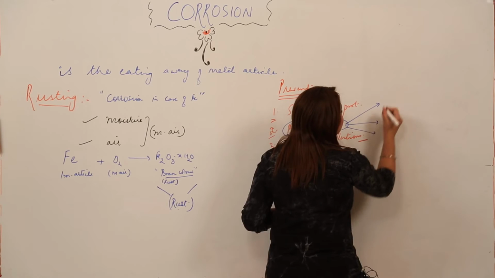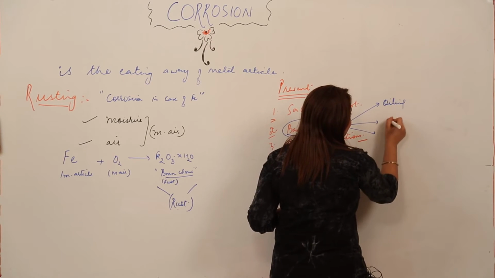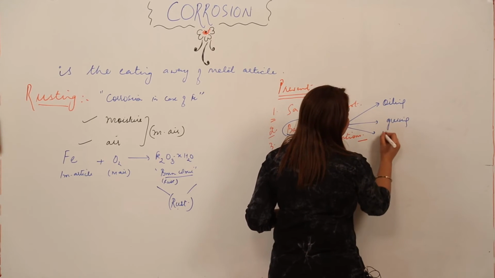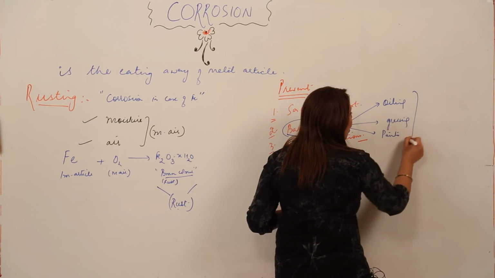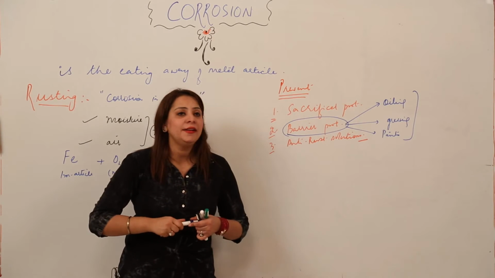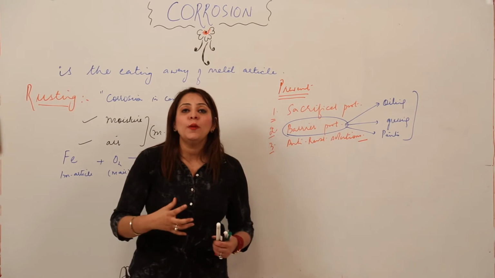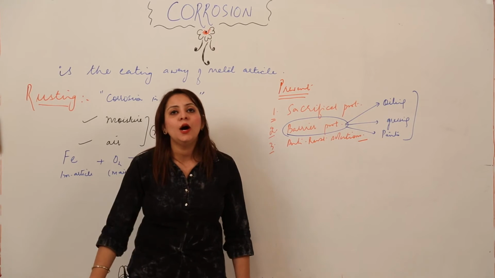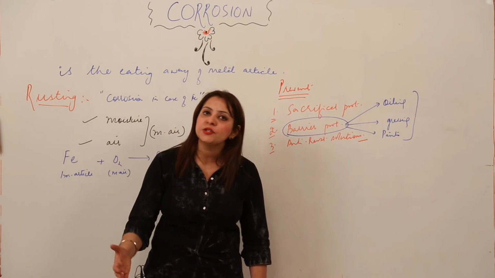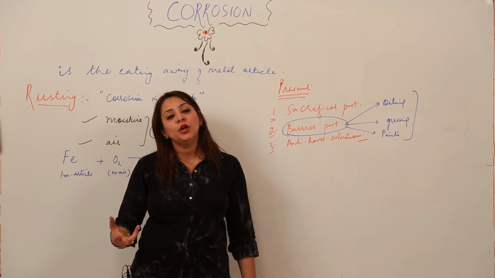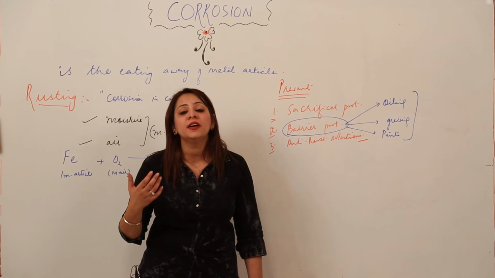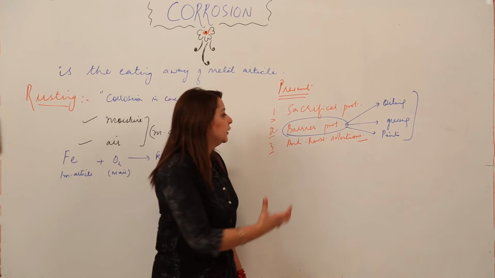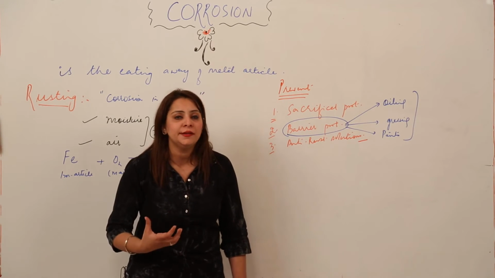The barriers which can be used in this case are oiling, greasing, right, and the use of paints. So all these three things, oiling, greasing and paints, provide barrier protection for the iron article. That means they do not allow iron to come in contact with moisture, and if it does not come in contact with moisture, how will rusting take place? That means rusting will be prevented by using this barrier protection method.